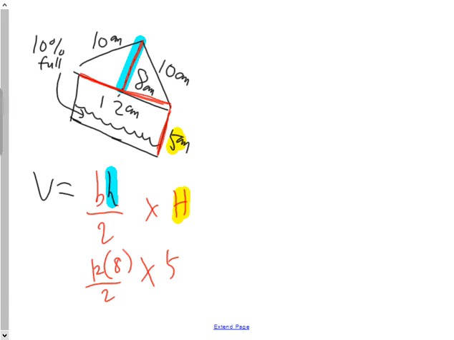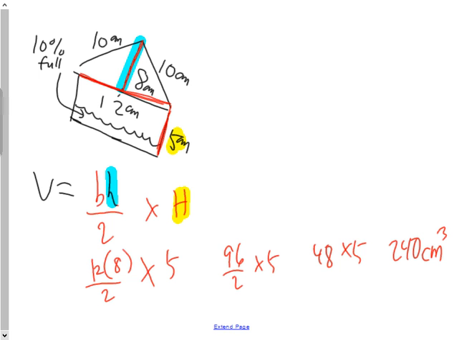So when you write your formula and substitute your numbers, you get 12 times 8 divided by 2 times 5. Or you get 96 divided by 2 times 5. Or you get 48 multiplied by 5. Or you get 240 cubic centimeters of space in that prism.